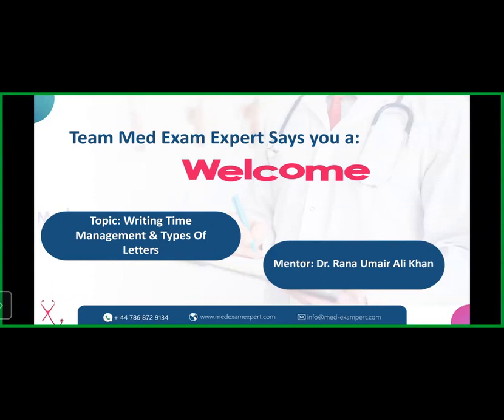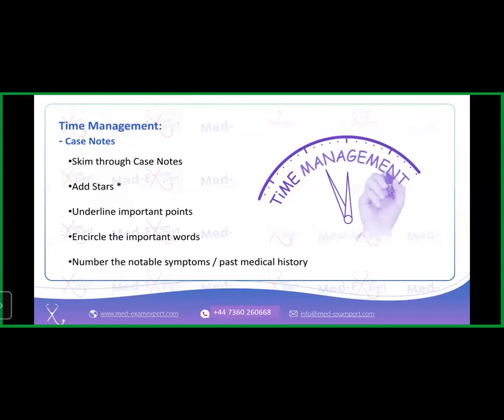Okay, so let's start today's webinar. As all of you know, its topic is writing time management and types of letters. First of all, we will start with how we are going to manage the time. As all of you know, you only have 40 to 45 minutes to complete this writing task, and most students struggle with the writing subtest of OET. So I am here to guide all of you regarding the time management of the writing subtest.